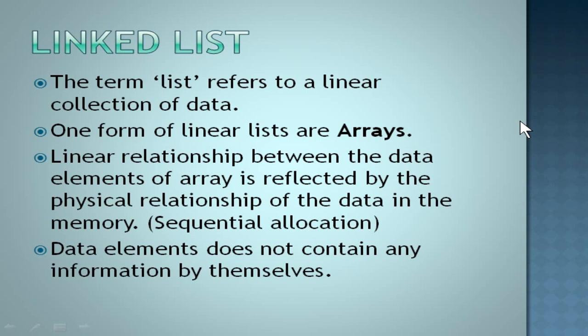That means if you store the data in the memory, it will be stored in sequential order, that is sequential allocation. For example, if the address of the first element is 101, the next element may be 102, so it will be in sequential order. Once you know the address of the first element, it is easy to retrieve all the elements in the array. Another disadvantage in arrays is that data elements do not contain any information by themselves. Only the first address will be known, and it will connect to the remaining elements.